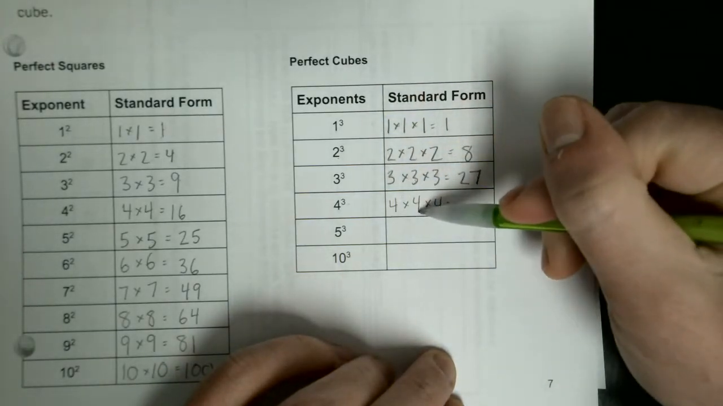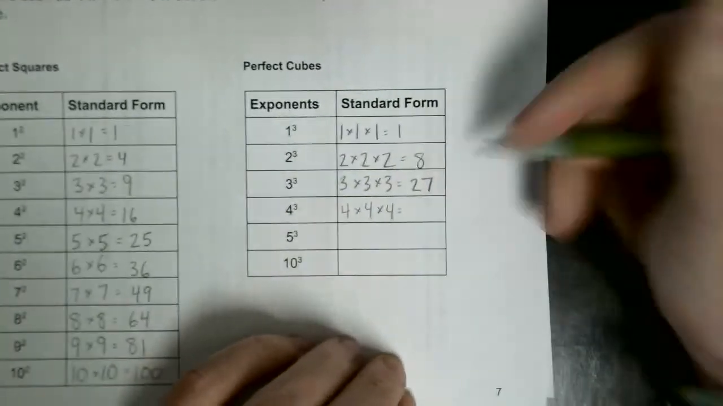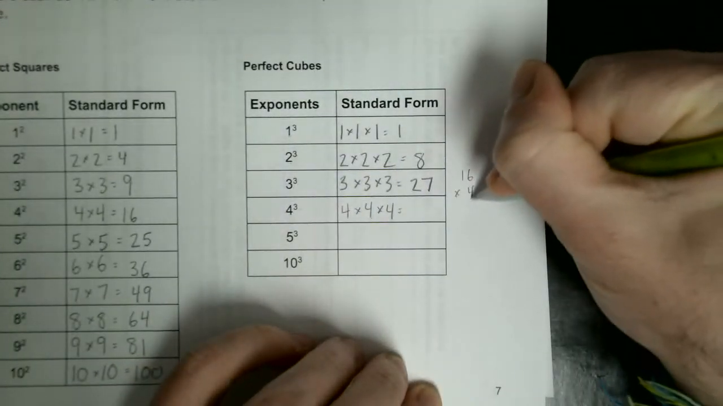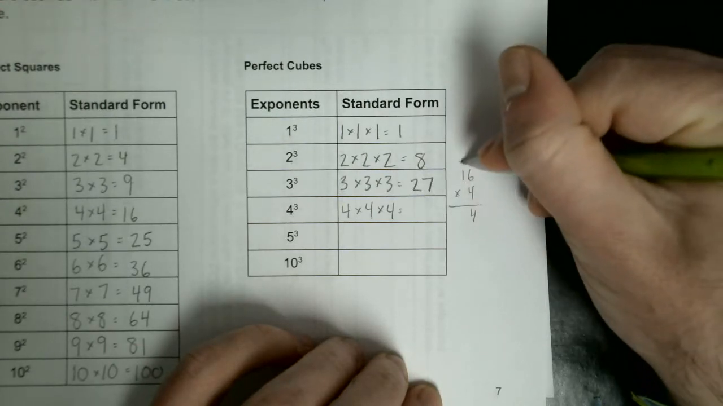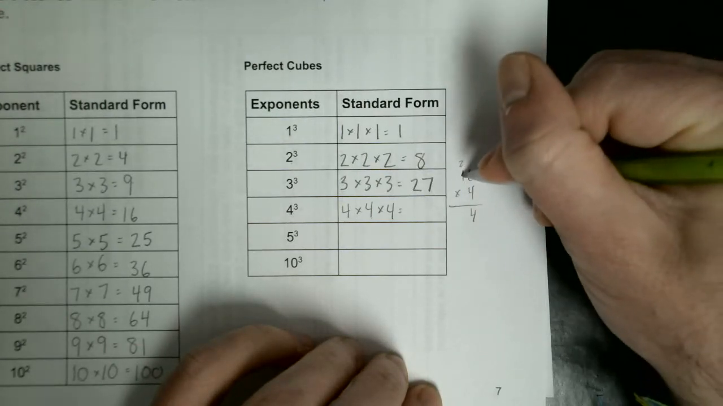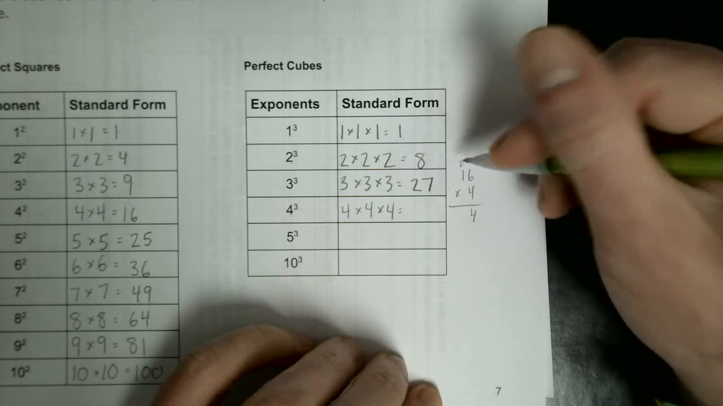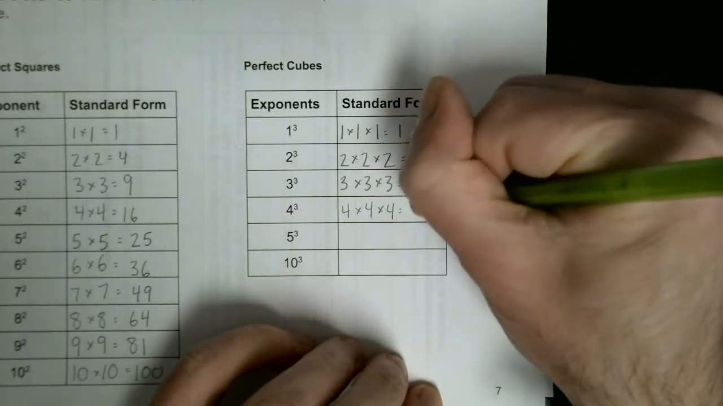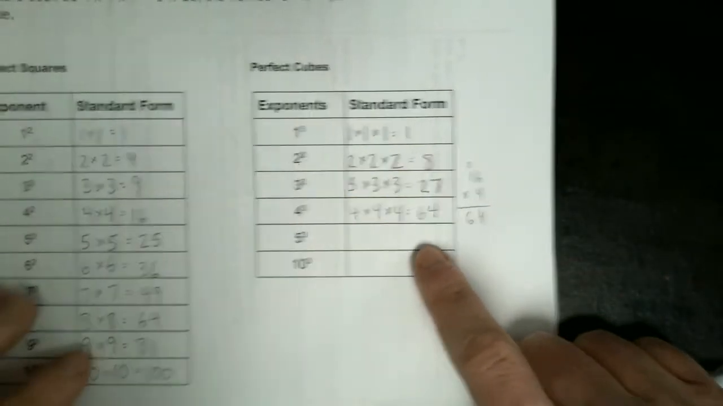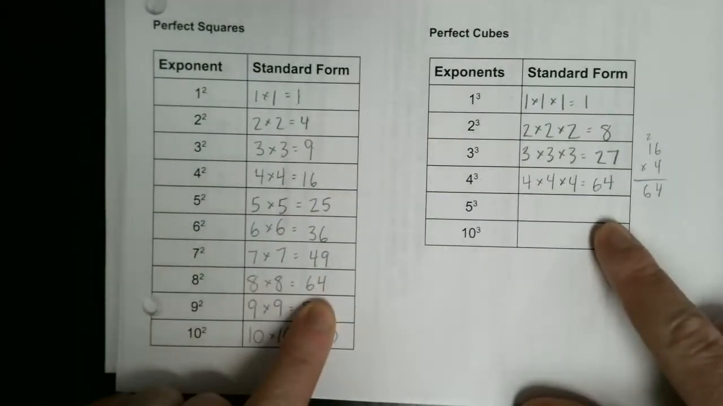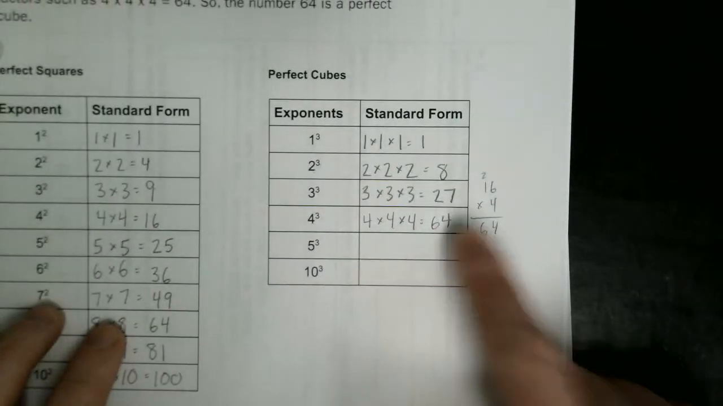Well, 4 times 4 is 16, okay? And then 16 times 4: 6 times 4 is 24. 4 times 1 is 4, plus 2 is 6. Would be 64. So it's neat, I think it's neat, 64 is both a square, 8 times 8, and a cube number, 4 times 4 times 4. So that's kind of nice.